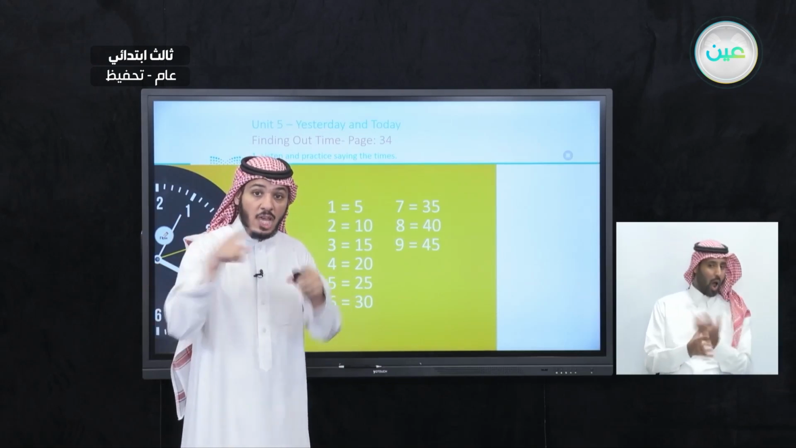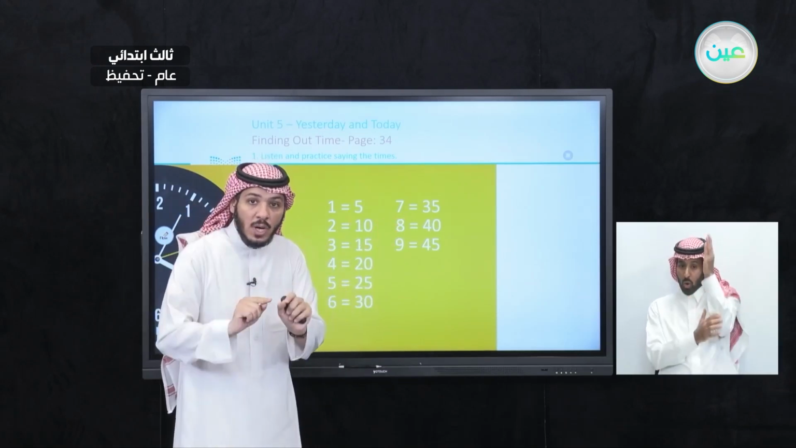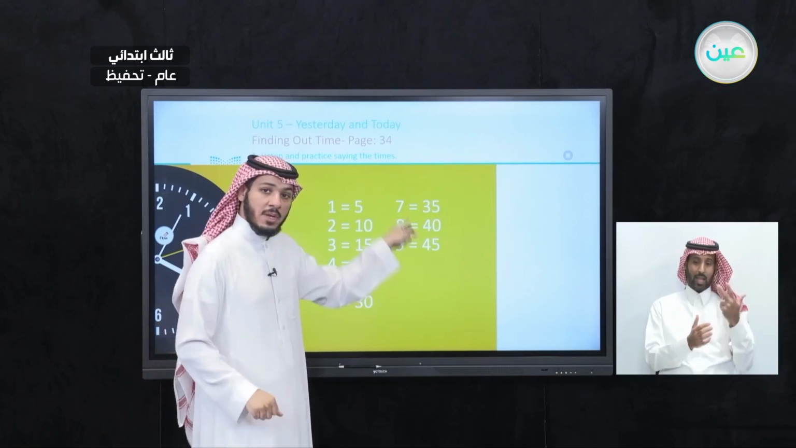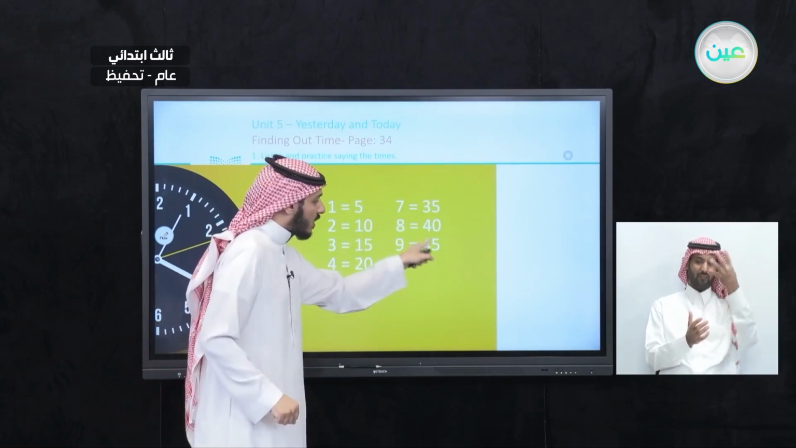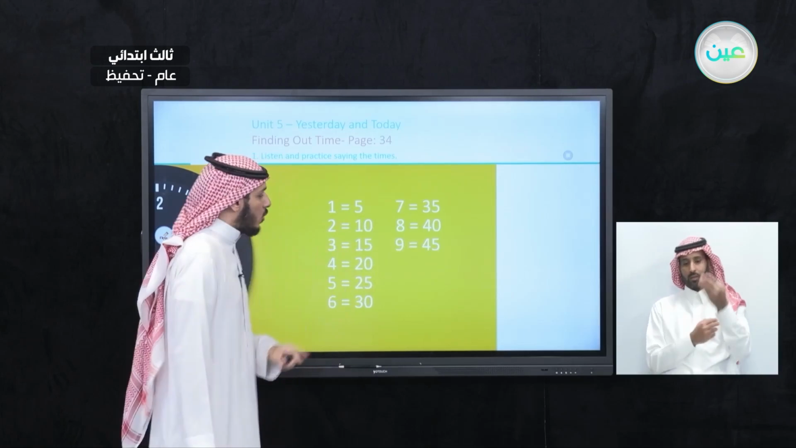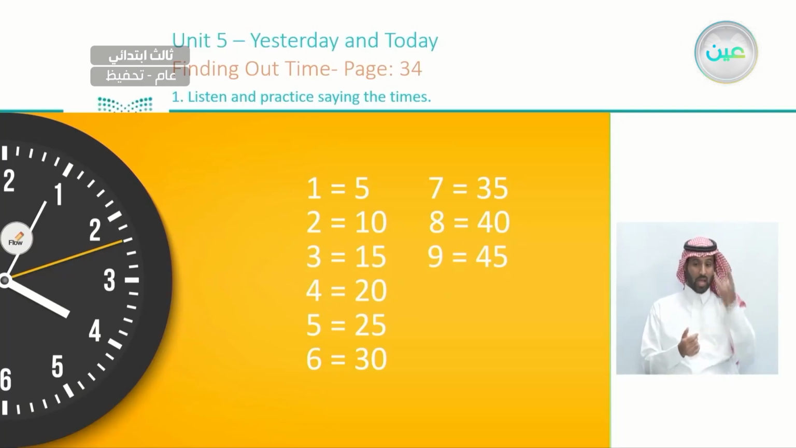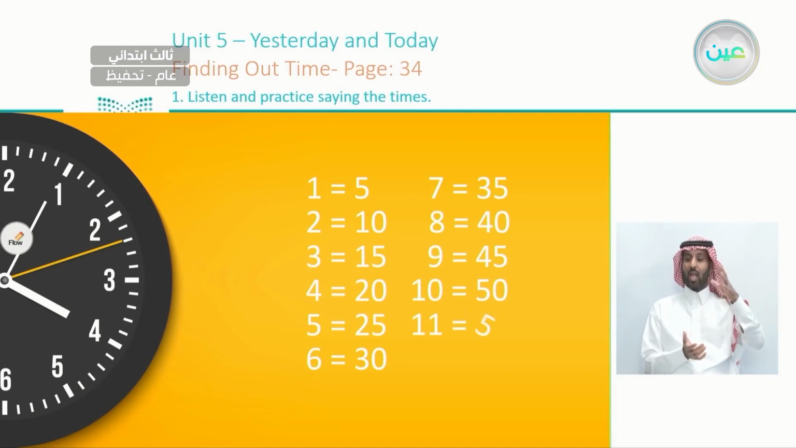Why? Because the long hand is on what? Number 9. Do you remember? On number 9. So we have 45 minutes. Let's continue. So number 10, how many minutes do we have? 50. Excellent. So we have 50 minutes here. What about 11? 55. Excellent. Okay, what about number 12?